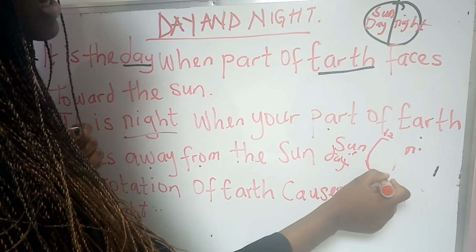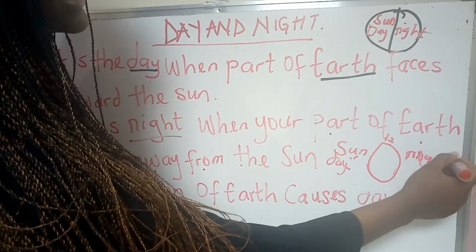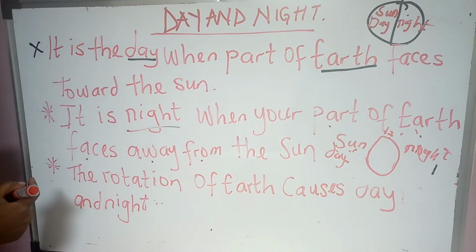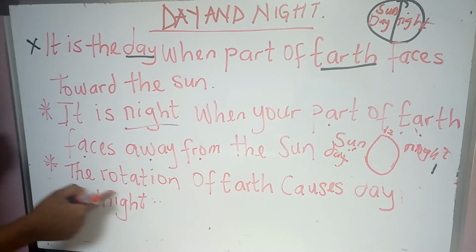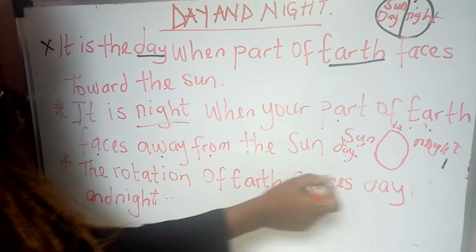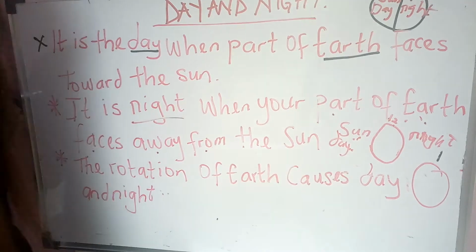So when it's going back, now this is what? Night, because you can't see the sun again. When you can't see the sun again is what? Is the night. Then the rotation of earth causes day and night. The rotation of earth, like I said, causes day and night.